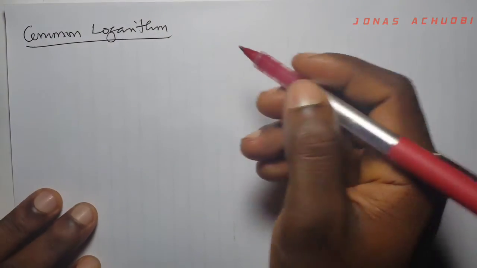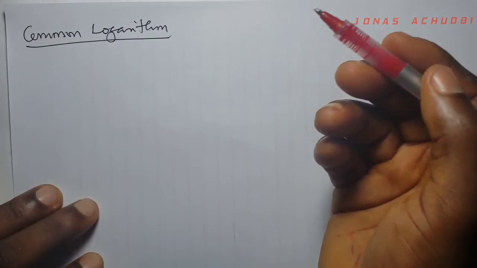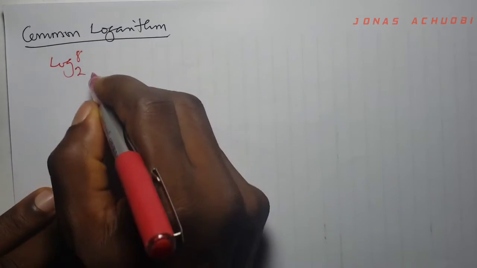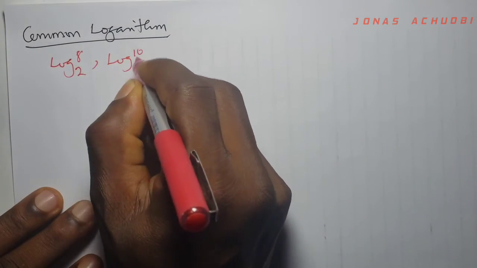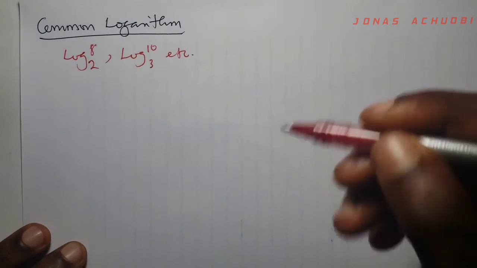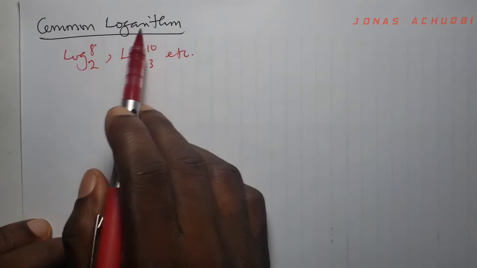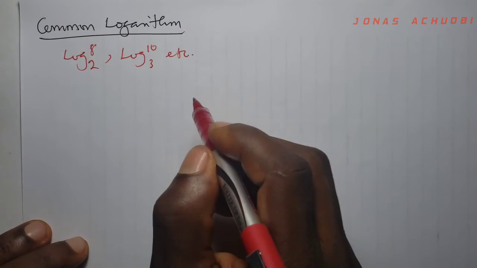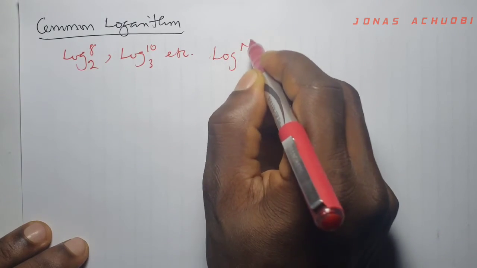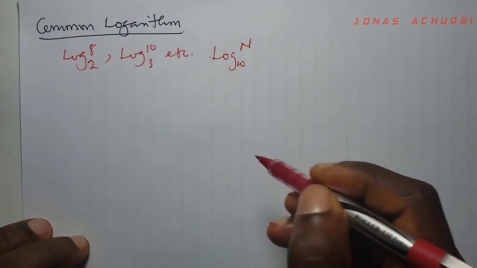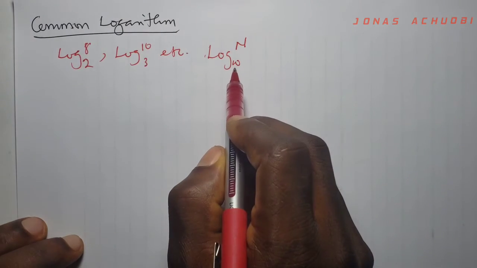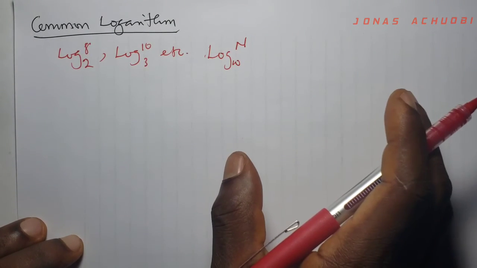Common logarithms. Now we could have logarithms in different bases, for example, log 8 in base 2, or log 10 in base 3, and so on and so forth. However, there's a particular base that gives a common logarithm, and that is base 10. So if you have the log of some number n, and the base here is 10, then this is called a common logarithm. So the log of a number to base 10 is called a common log.